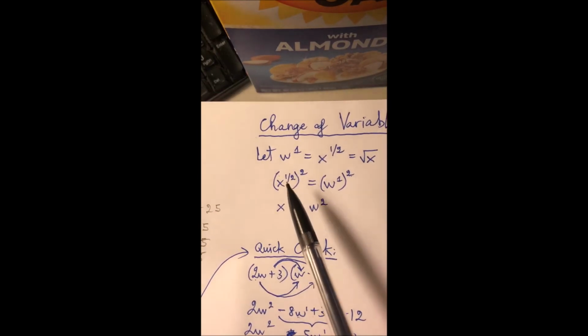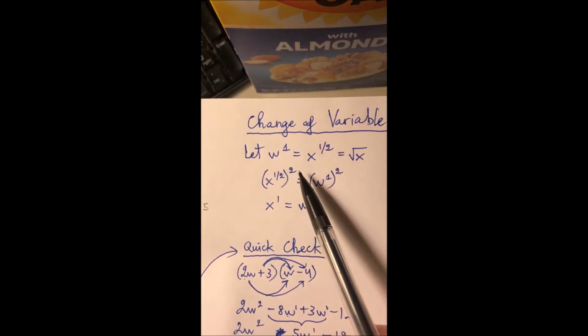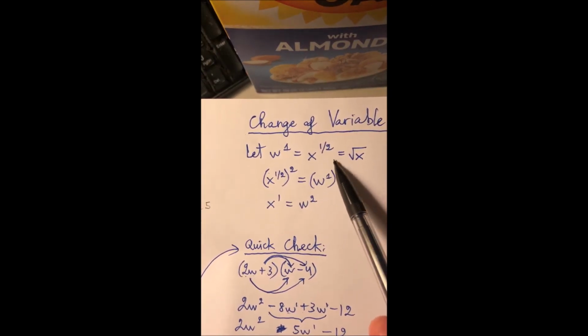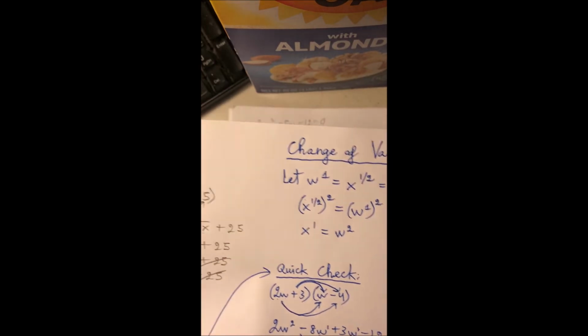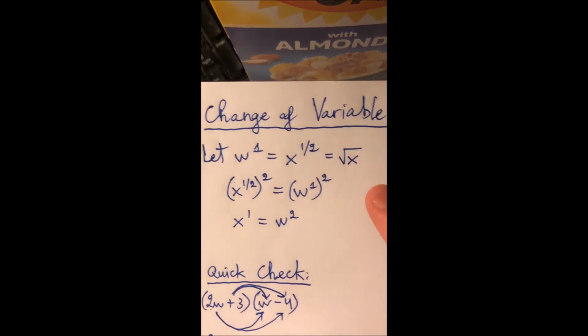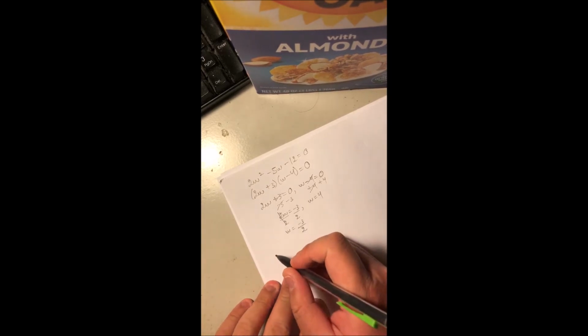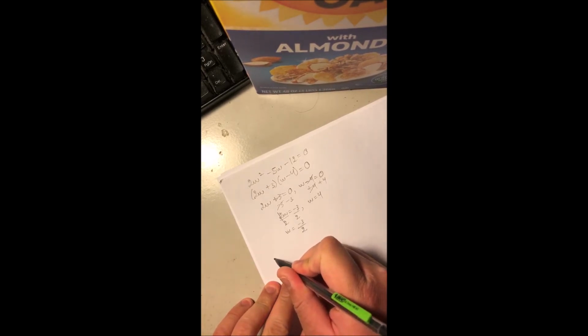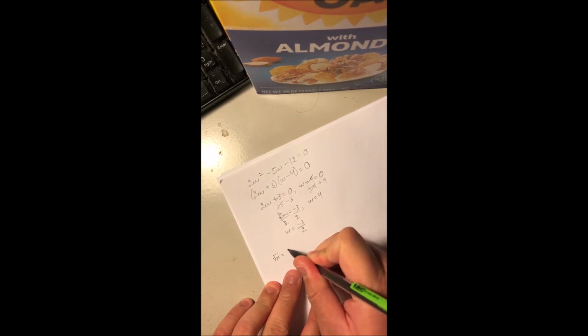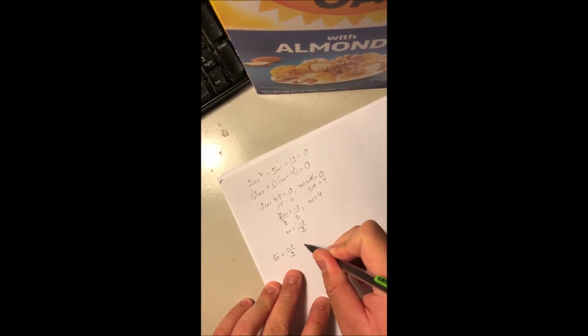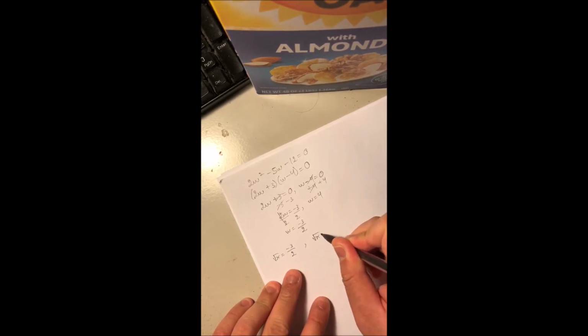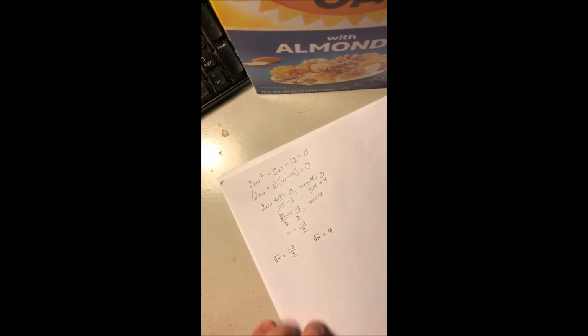But if you take a look on top right here, we let w to the first be equal to x to the 1/2, equal to square root of x. All you have to do is replace these two w's back with square root of x. So that means in this case, I'm going to have square root of x equal to negative 3 over 2 and square root of x equal to 4.